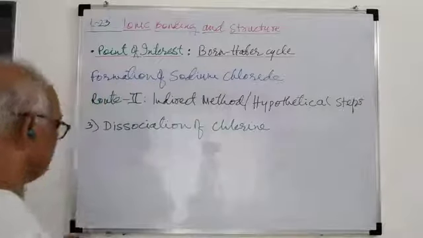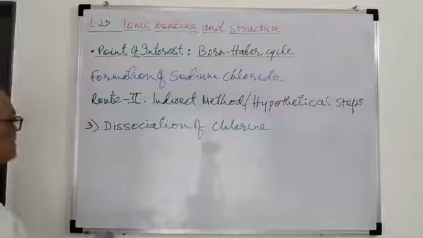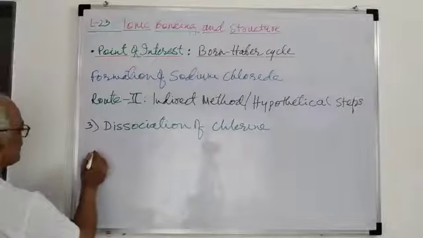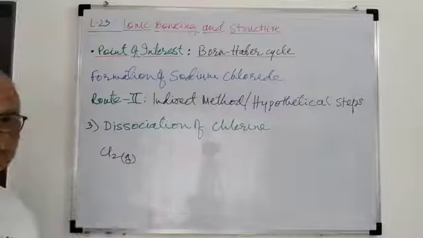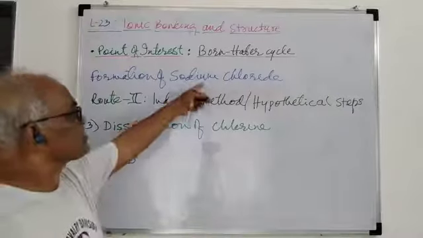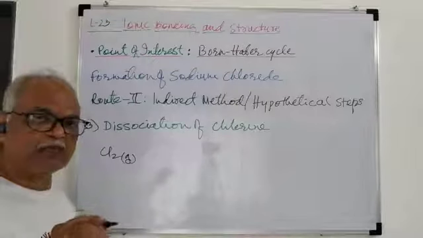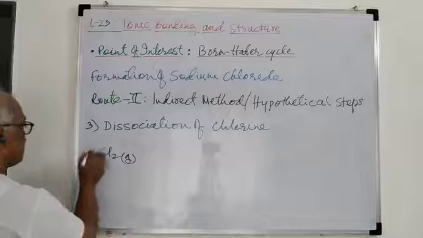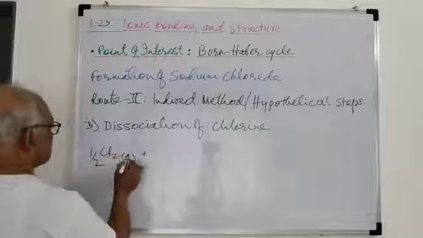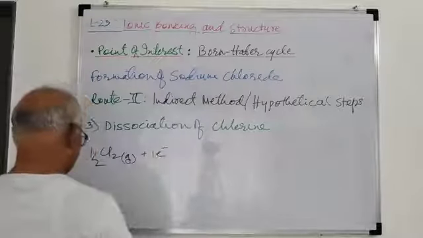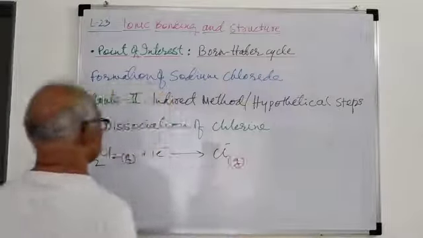Dissociation of chlorine. We know that chlorine exists in the diatomic molecular state, that is, we are presenting it as Cl2 in gaseous state. For this process of sodium chloride formation, we require one chlorine atom per atom of sodium. So we are taking half of this molecule. This chlorine will require one electron to form its Cl minus ion in gaseous state.